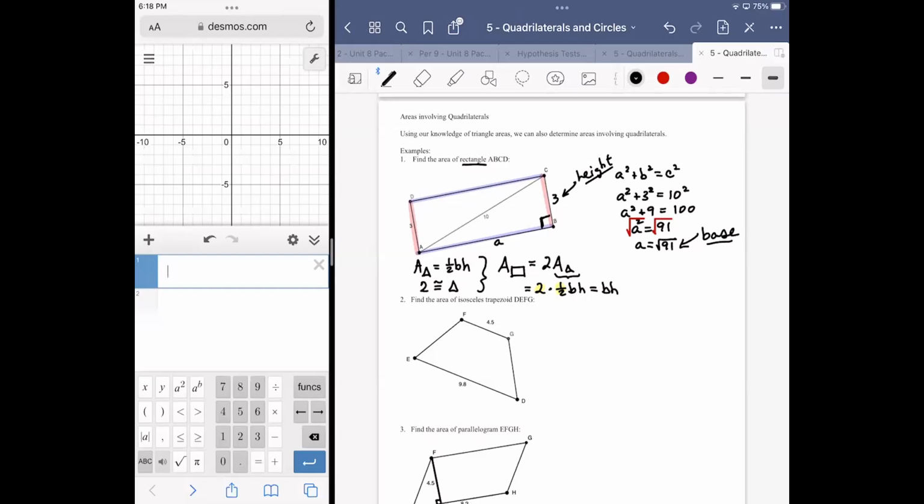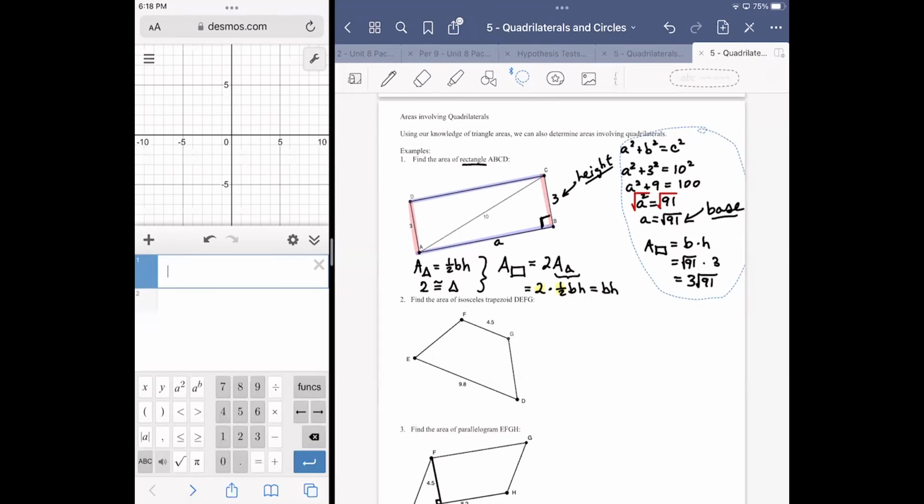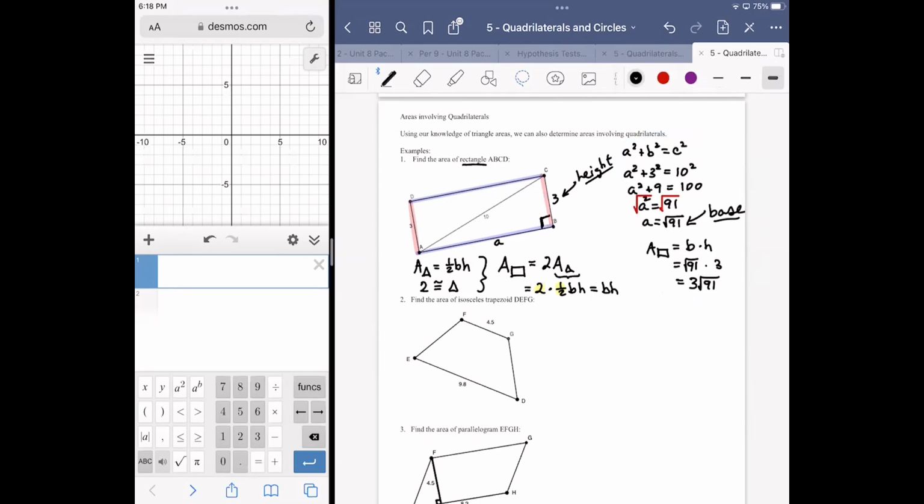So in my area of a rectangle formula, base times height would be radical 91 times 3, or we would just write that as 3 radical 91. And it would be square units, but it didn't give us any units here, so I'm not going to lose any sleep over putting the units down or not. But technically, if you wanted to include the units, it would be units squared. So you're not really saying too much of anything except for knowledge that they are square units. It's more academic than practical.